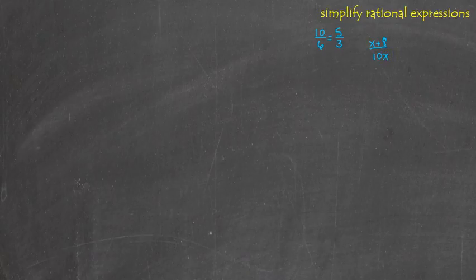Or another rational expression, 4v squared over v squared minus 9. Also not quite as easy to work with. So how would we first look to work with these kinds of numbers? Well, the first thing we have to do is look for excluded values.